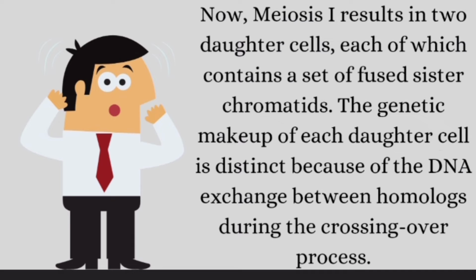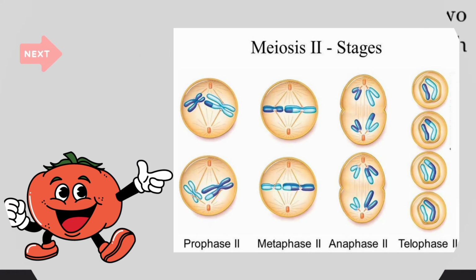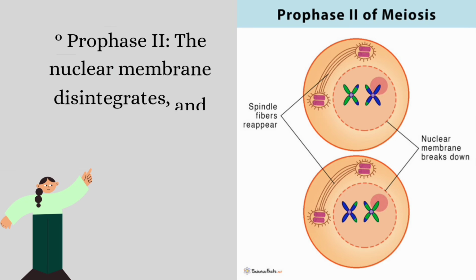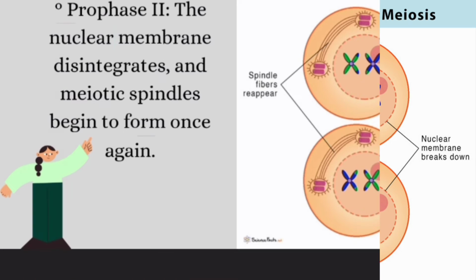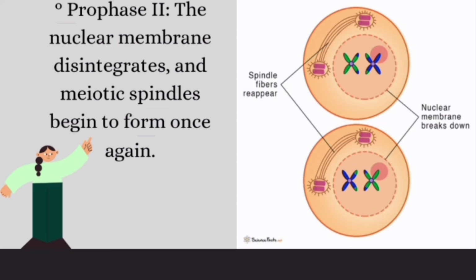The genetic makeup of each daughter cell is distinct because of the DNA exchange between homologs during the crossing over process. However, in Meiosis II, there are also 4 stages. It starts with prophase II. The nuclear membrane disintegrates and meiotic spindles begin to form once again.